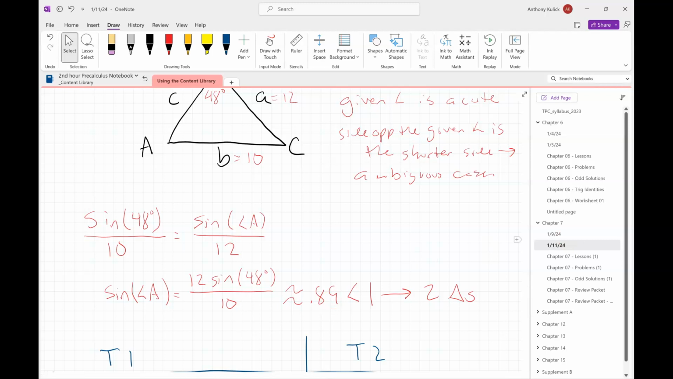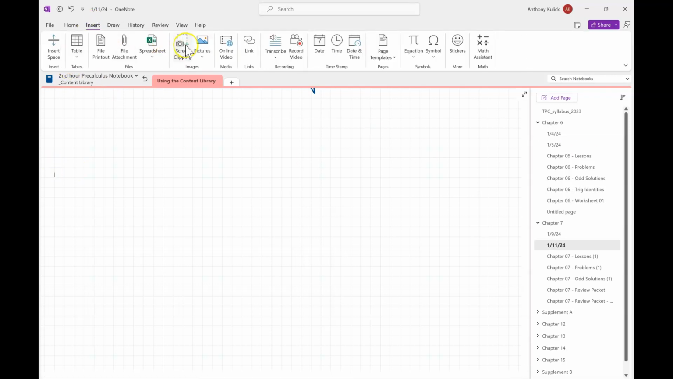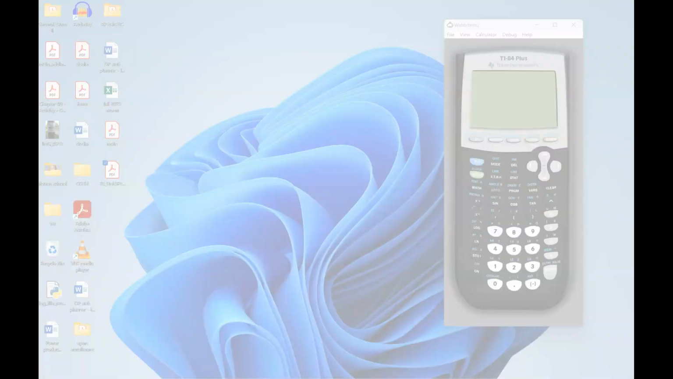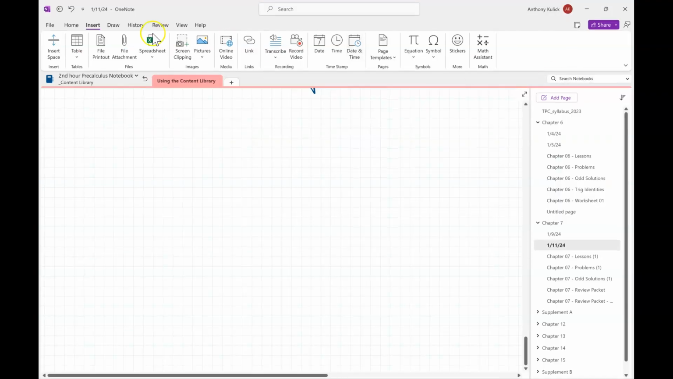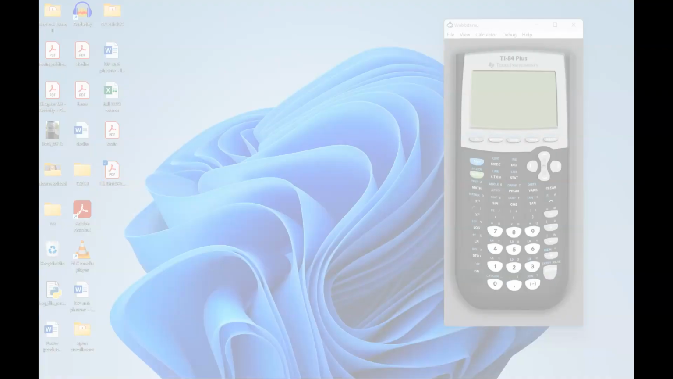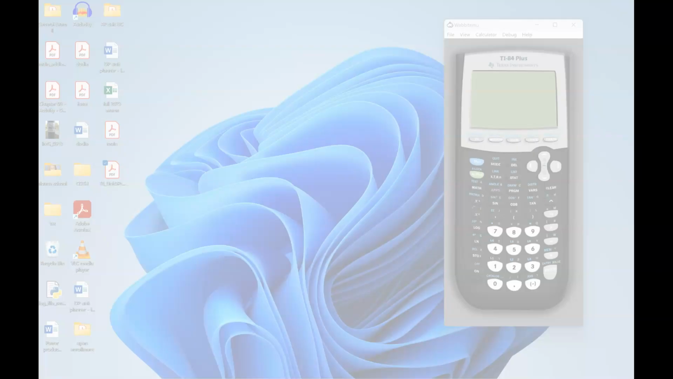Should we do another one? What do you guys think? Yeah? All right. Let's do one more. Oops. So this is number 11. Actually, let's do this. This will be number 12 from the homework.